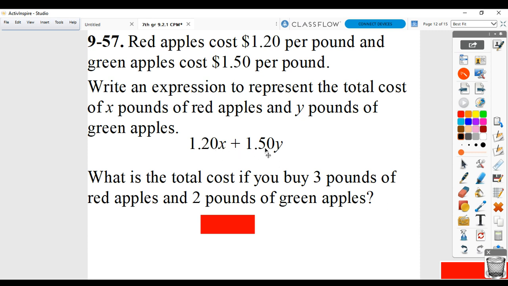If you drop the non-essential 0, that's fine, obviously. And remember, a number in front of a variable does mean multiply. Then what's the total cost if you buy 3 pounds of red apples and 2 pounds of green apples? So you could now replace X with 3 and multiply by $1.20, replace Y with 2, multiply by $1.50, and then lastly add, and you get $6.60.